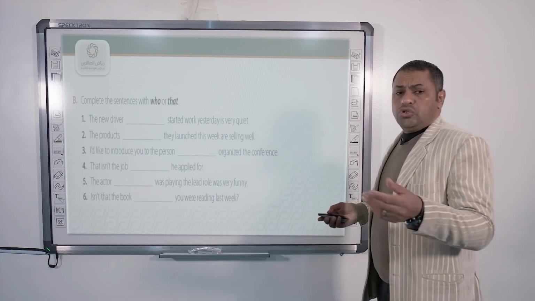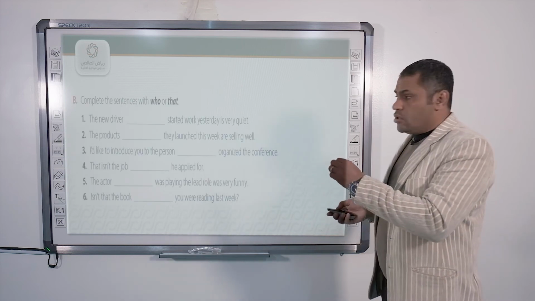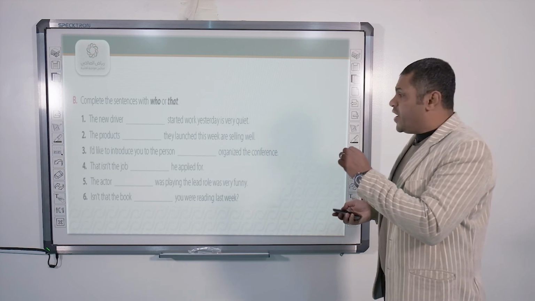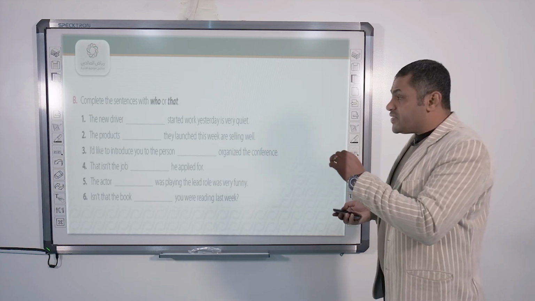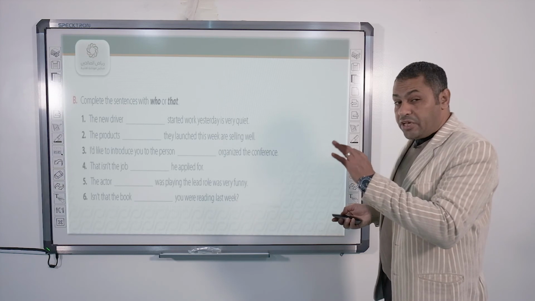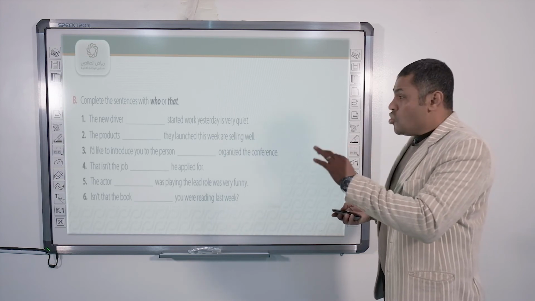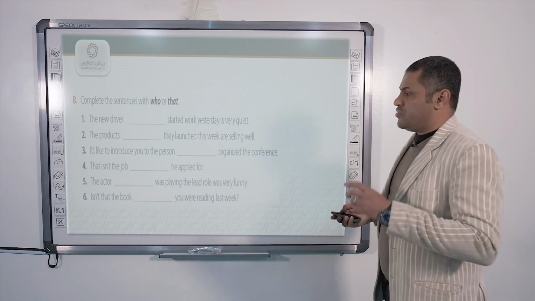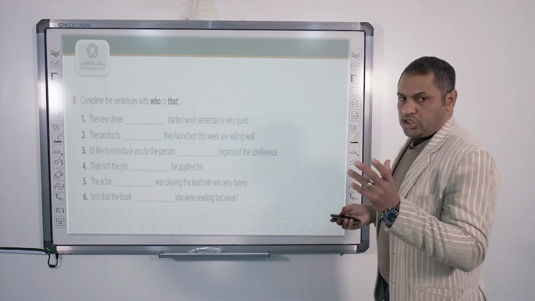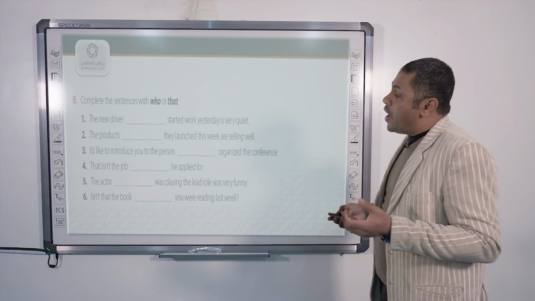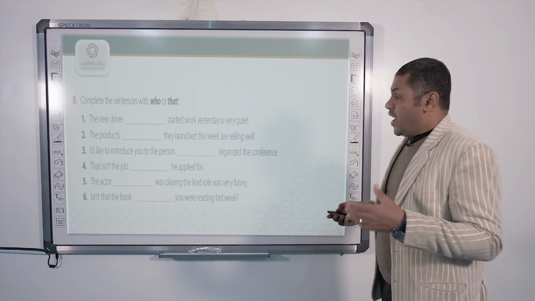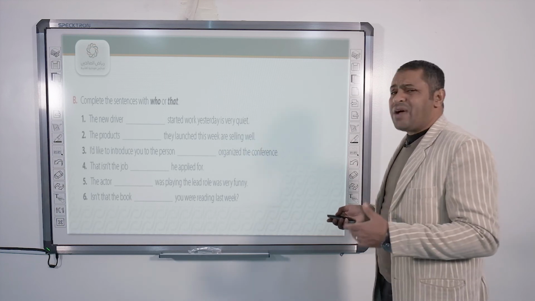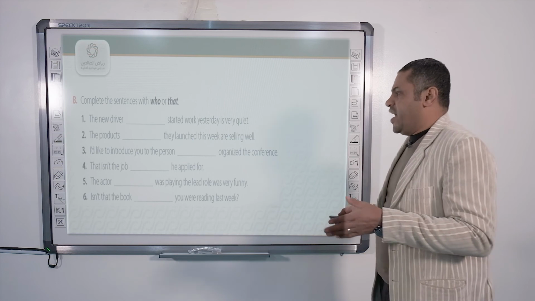Now you are going to complete these sentences with who or that. Be careful of these words. أكمل باستخدام who أو that. He didn't mention which. لم يذكر which. So we are going to use who with العاقل، that مع غير العاقل أو مع العاقل أحيانا as you like.